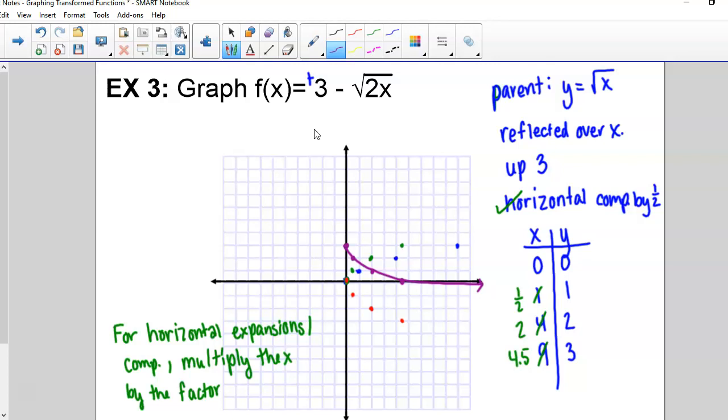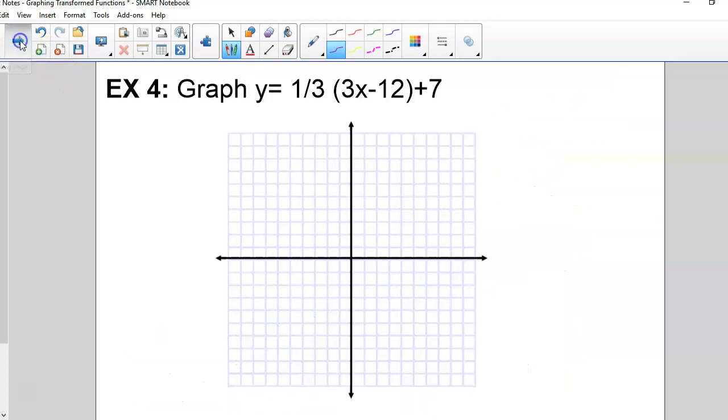Questions? Okay. All right. Oh, gracious. This one looks terrible. If we look at everything here, we've got the 1/3, 3, the 12, the 7. Oh, man, this one looks really bad. What is the parent graph for this one? This is y equals x, which is a linear function, right?